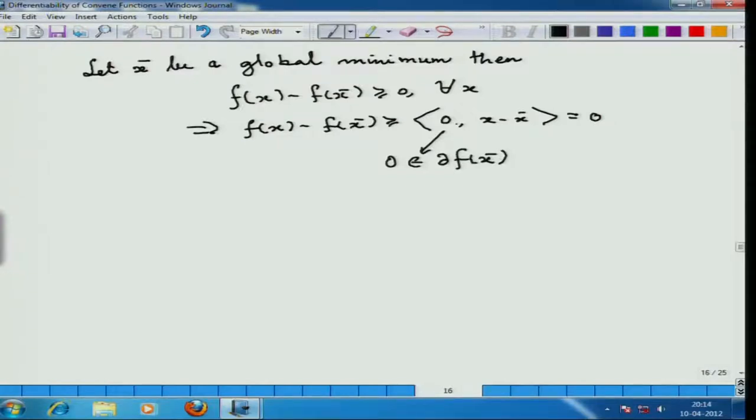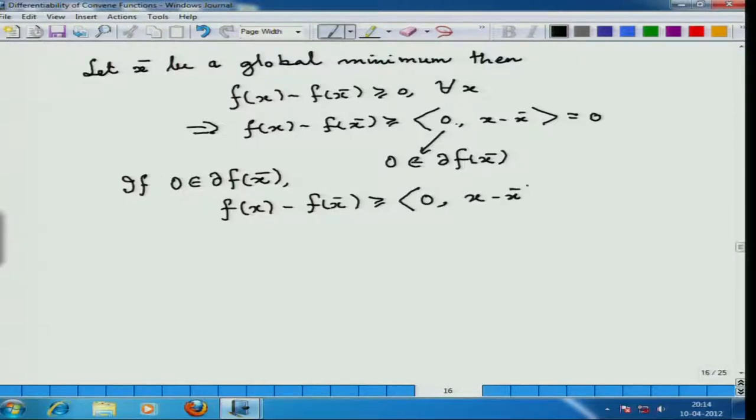Now, I know that if 0 belongs to del f(x bar), by the very definition of a subdifferential, I would have f(x) minus f(x bar) greater than or equal to the inner product of 0 with x minus x bar, 0 being the subgradient. So, this would immediately imply that f(x) is bigger than f(x bar) for all x. This is true for all x in R^n, of course.